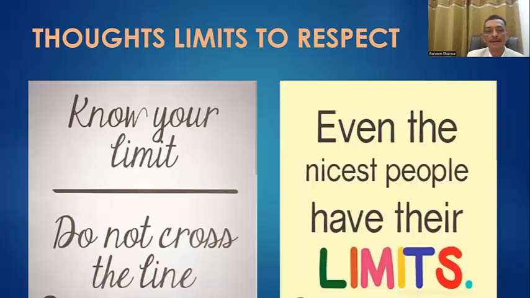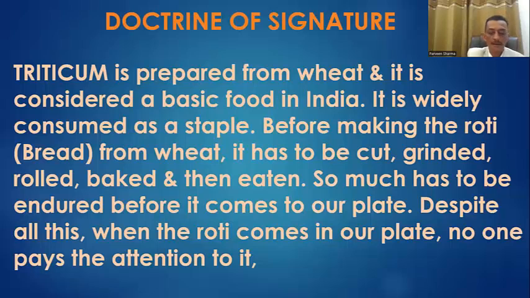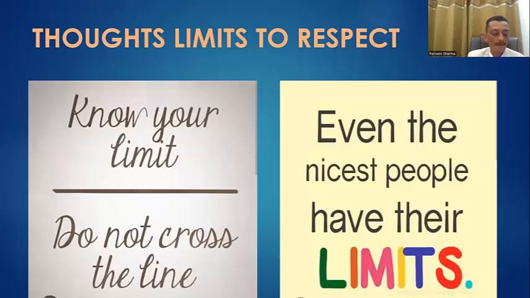Thoughts, limits to respect. Know your limit. Do not cross the line. Even the nicest people have their limits. So it is one of the core rubrics of Triticum vulgare. It is a core rubric of Triticum because Triticum desires respect and the good opinion of others. So by applying this rubric, emotions predominated by the intellect, Triticum puts a limit on her thoughts.